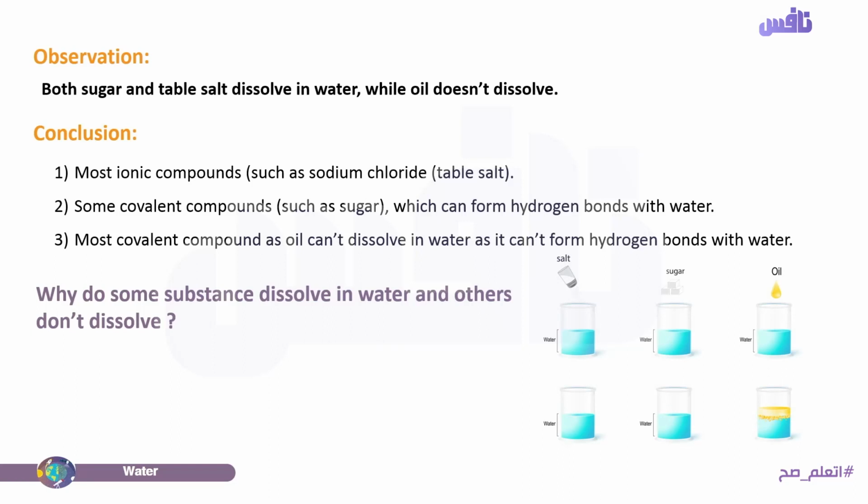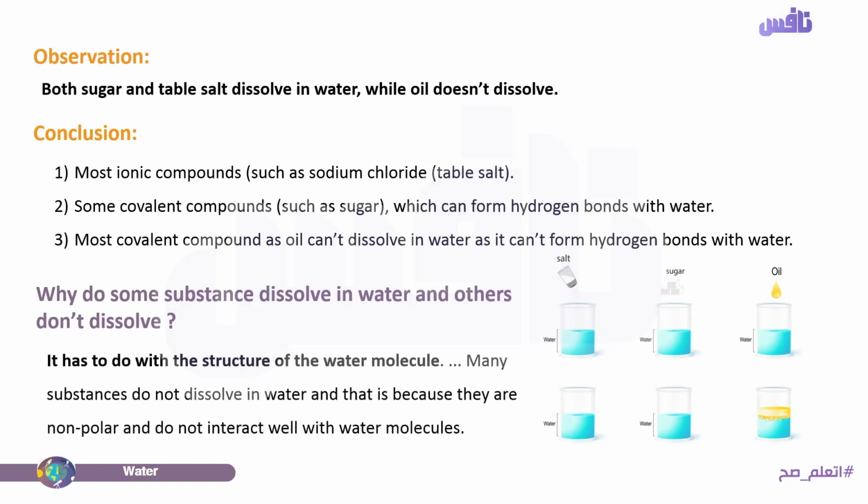I have a question. Why do some substances dissolve in water and the others don't dissolve? ليه بعض عندي المواد بتدوب في المية وبعضها لأ؟ It has to do with the structure of water molecules. Many substances don't dissolve in water and it's because they are nonpolar and don't interact well with the water molecules. هي بتبقى non-polar substance، ما بتقدرش إنها تكون the hydrogen bonds in water.